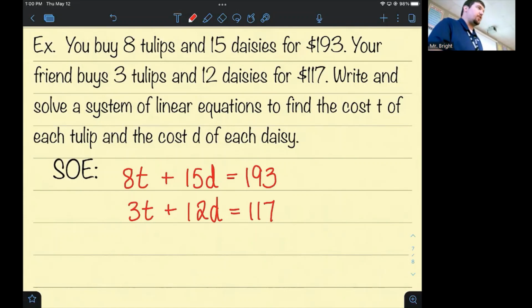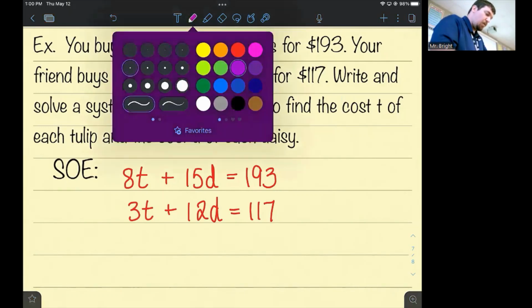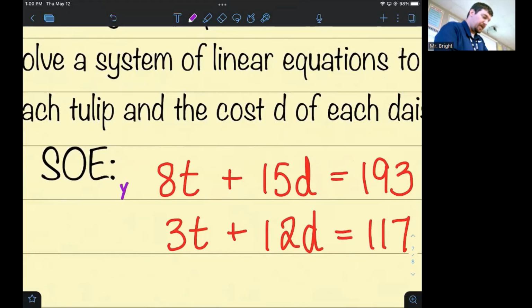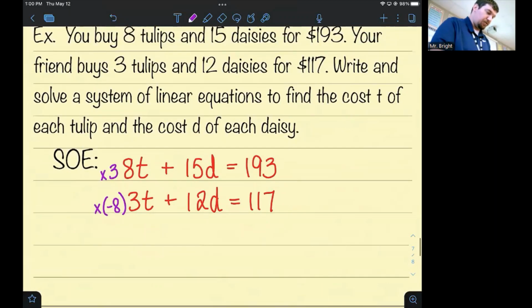Now, this is our elimination notes, so we're going to use elimination. What's the lowest common multiple that we could get our T's or our D's to line up at? Sure. Okay. So multiplying the top equation by 3 is going to get 24T. Multiplying the bottom equation by 8 is going to give us 24T as well. Or we could do -8 so that they become opposites and we can add instead of having to subtract. So that's going to give us 2 new equations.